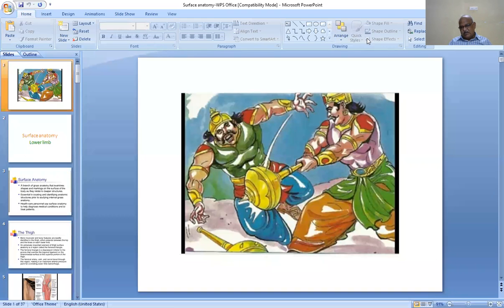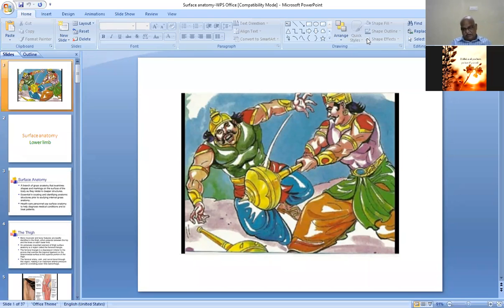Yesterday, I started surface anatomy of the lower limb. Yesterday, I explained the importance of studying surface anatomy, how it is useful on the clinical side and also in your practice. It is more useful in imaging anatomy. Identification of underlying structures and marking them superficially, where they are present with reference to certain bony landmarks and others, is surface anatomy.